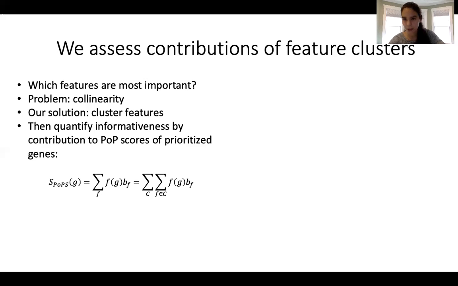And so just to spell that out a little bit, the POPS score for gene G is this inner product between the feature vector for gene G and the effect estimate B. And we can break this inner product into a sum across clusters of the contribution of each cluster. And so now that we've gotten a rigorous definition of what it means for a cluster to contribute to a particular gene, we can then say the informativeness of this cluster is going to be the sum across all prioritized genes of the contribution of the cluster to that gene.